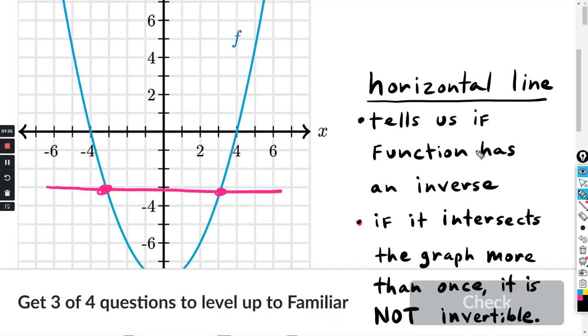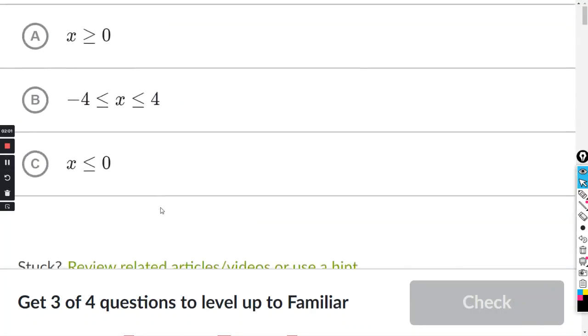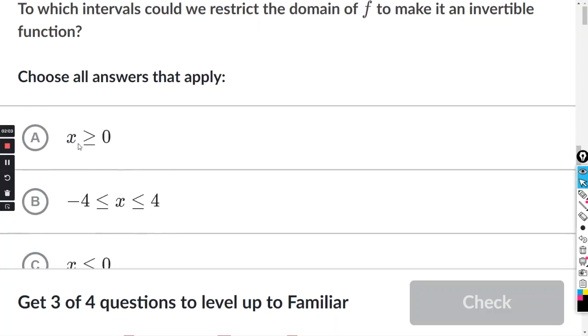So if you do the horizontal line test and it intersects the graph more than once, it is not invertible. We can see that right here, and they told us in the write-up that this function is not invertible. They ask to which intervals could we restrict the domain of f to make it an invertible function. Choose all answers, so it might be more than one. Let's try x is greater than or equal to 0.